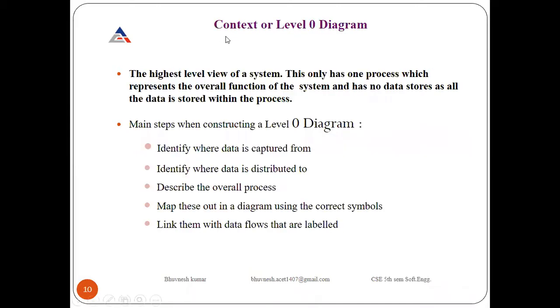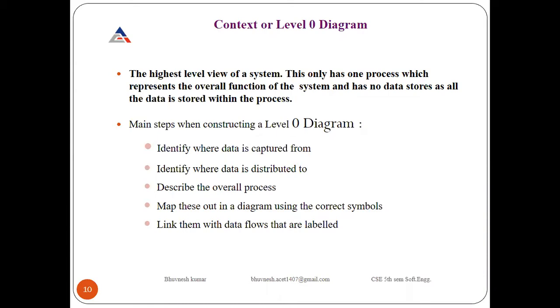Next is the levels of DFD. There is a level 0 DFD, also called the context level. This is the highest level view of the system, also called the level 0 diagram or context level. It has only one process. I have drawn the diagram on the board, and at level 0 there is only one process, that is online food ordering.